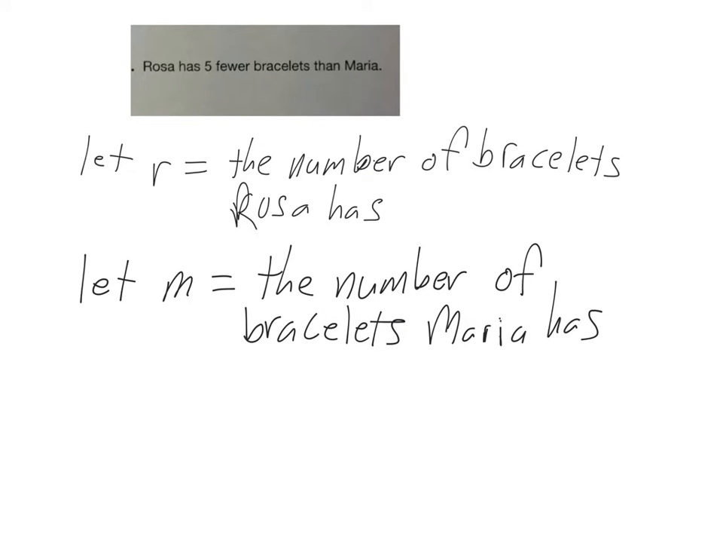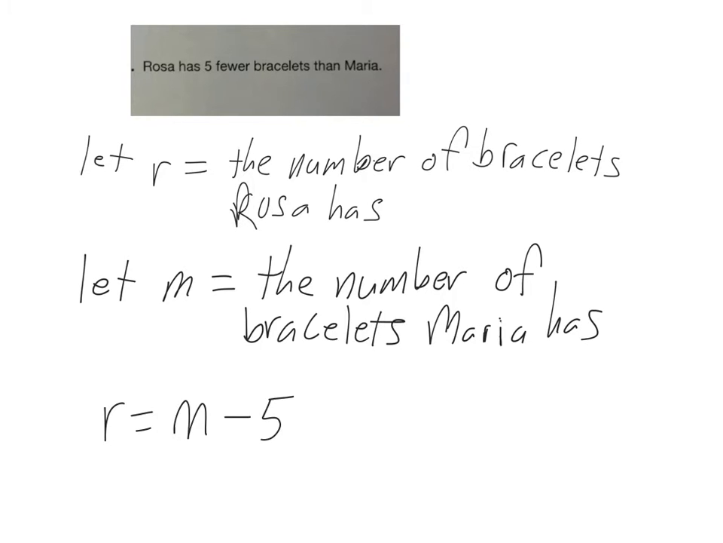Now I'm ready to write an algebraic expression, knowing that Rosa has 5 fewer bracelets than Maria. So I know that Rosa is going to equal 5 fewer bracelets than Maria. That means we start with M, and we need to do 5 fewer, we take away 5. So R equals M minus 5. And no matter what M is, then what might happen in a problem is it might give me R or M.